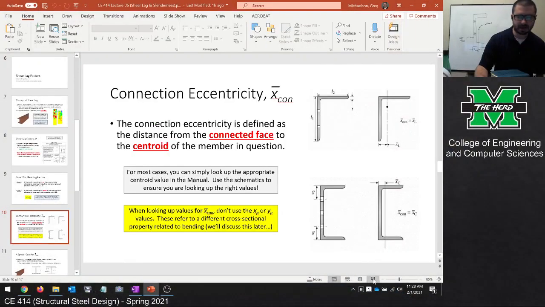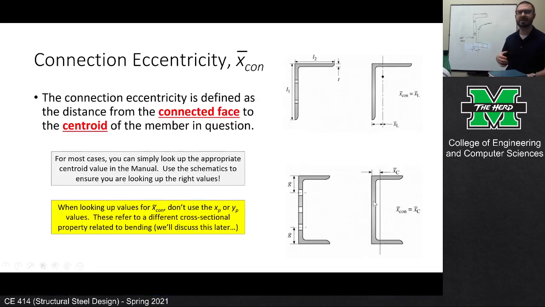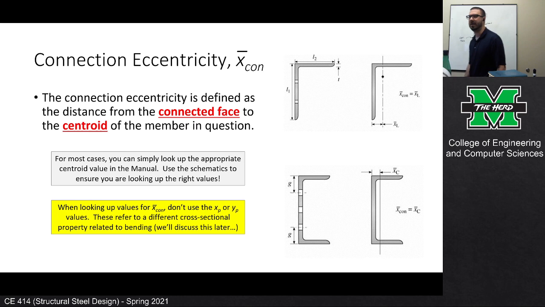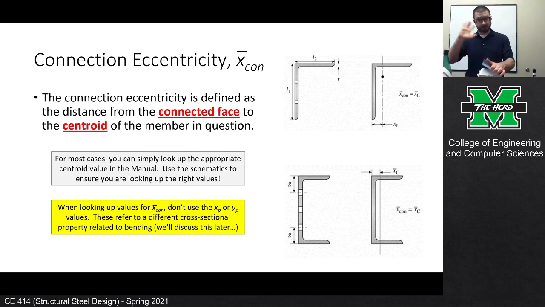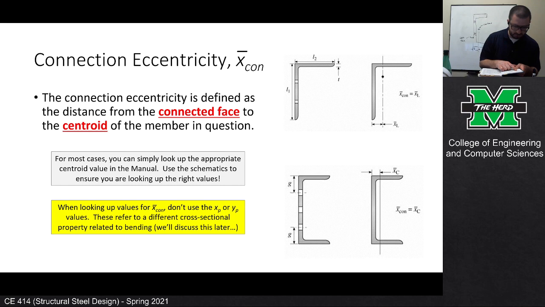Now, a couple of things. You can look right here in the slide, the image on the bottom. That's what I was showing: if you had a channel with the bolts going through the web, then the connected face would be the back of the channel and the centroid would be there. So that's the X bar. If you open up channels, just to use channels as an example, the X bar connection value that you need is actually just X bar for the channel, so you can look up X bar and use that value. But that isn't always the case. You just have to make sure that you're identifying the dimensions appropriately. And don't worry, we're going to have some examples looking at this.